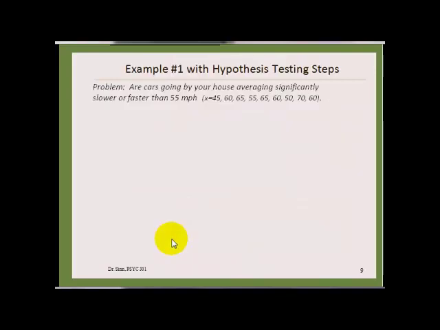Okay, let's work through a simple example here. Let's say there's some cars that are going by your house, and you're curious if they're going significantly slower or faster than 55 miles an hour. And here are the values that you get. So 45, 60, 65, 55, etc.